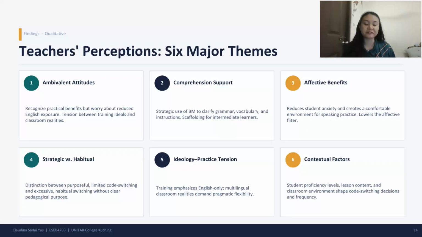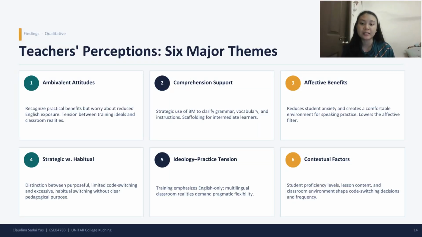Next, this is the first one, about the teacher perceptions. This relates to interviewing the 3 teachers about the 6 major themes. I asked them a few questions related to these 6 major themes.